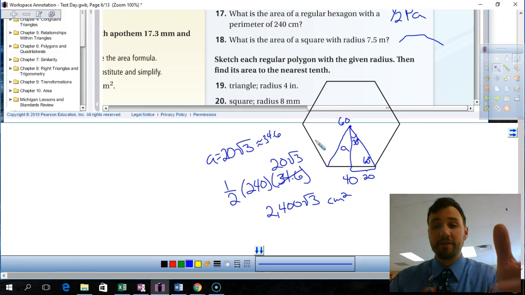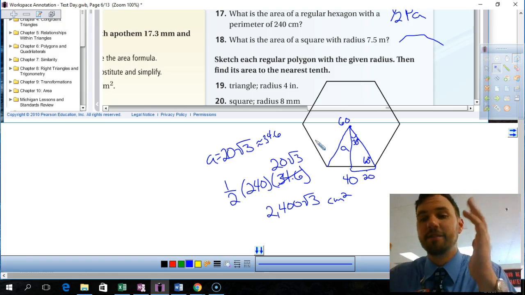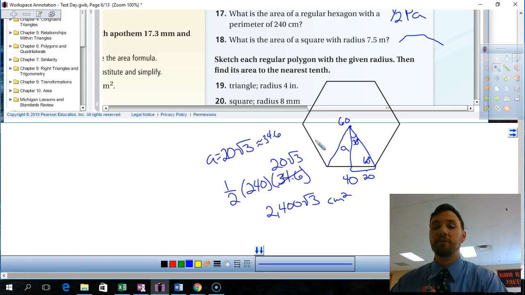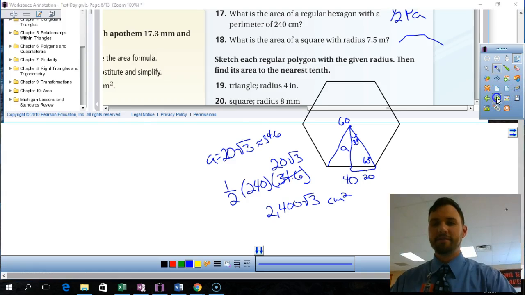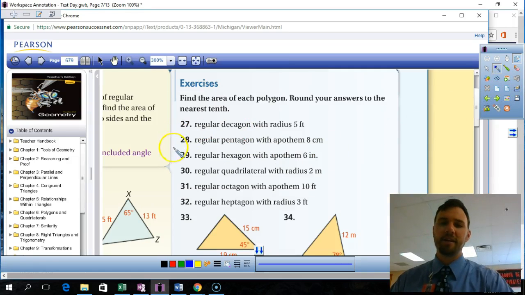This one was a lot more difficult. Also know your 30-60-90 triangles. They're really important. Watch other videos on them if you don't like the way I explain it. Alright. Next one.